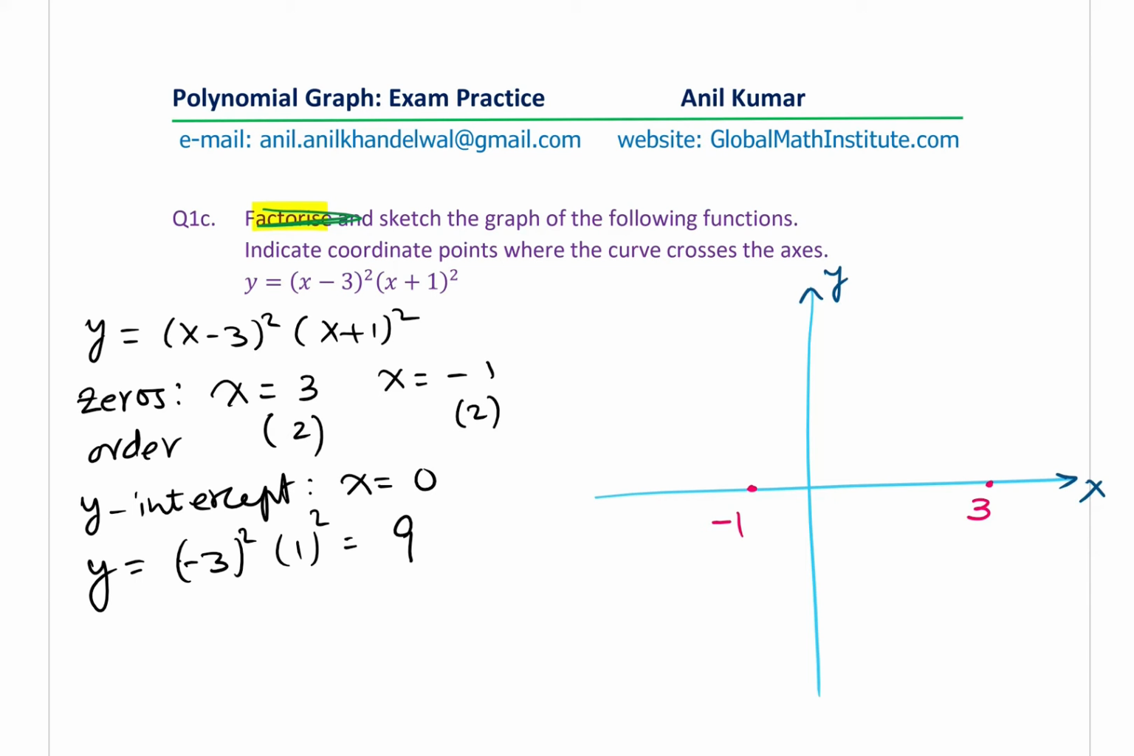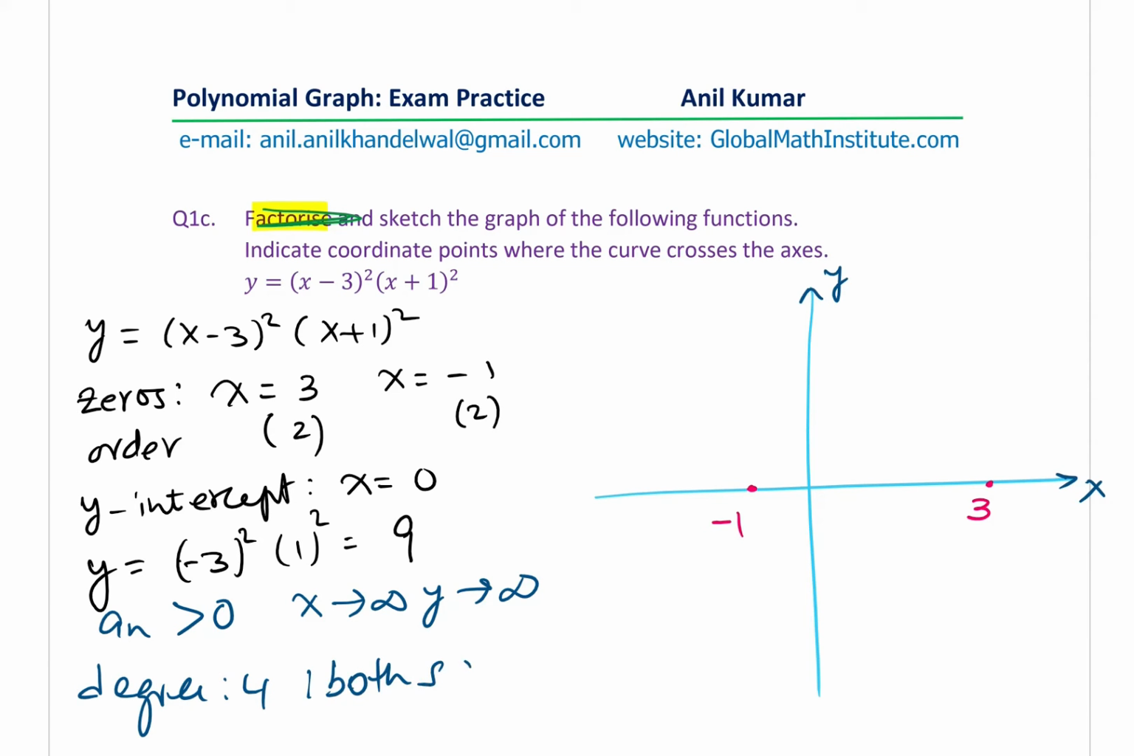It's degree 4, and the leading coefficient a_n is greater than 0, which really means that when x approaches infinity, y approaches infinity. Since the degree is 4, both ends go the same way. So when x approaches negative infinity, y will also approach positive infinity. So basically, the graph starts up in quadrant 2 and will also land up in quadrant 1.